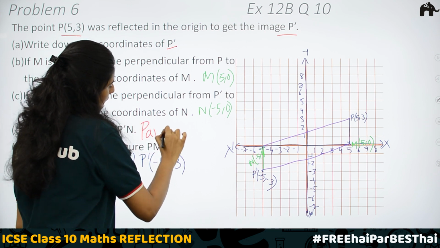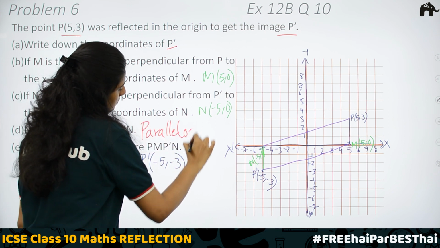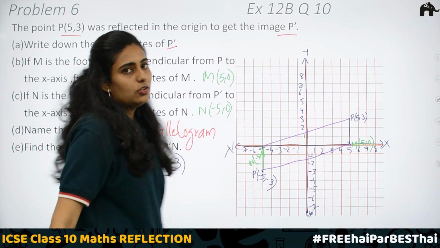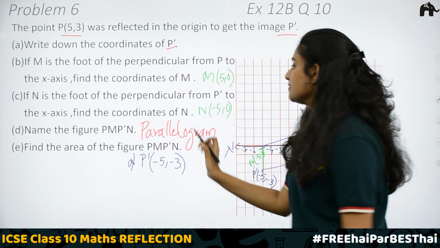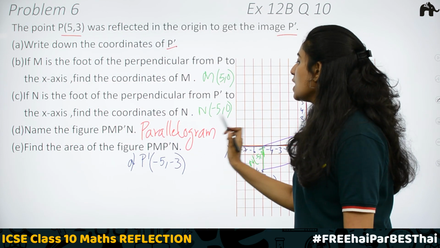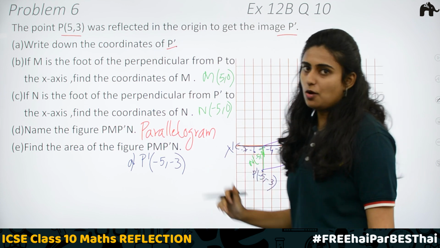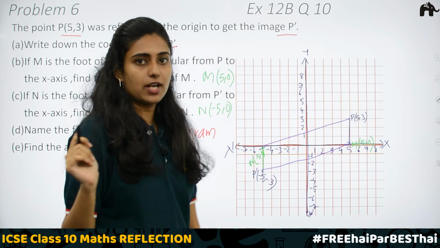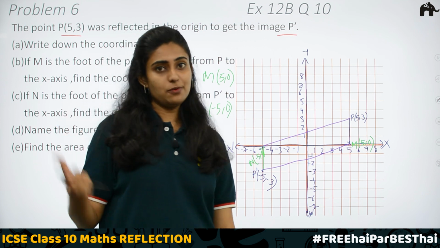The figure is a parallelogram. Next, find the area of the figure PMP'N. How do you find the area of a parallelogram?